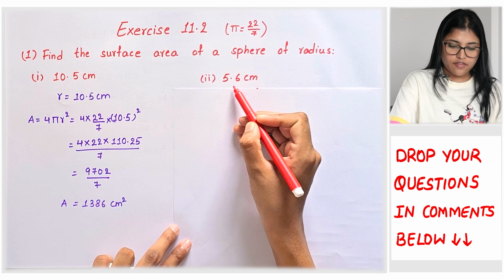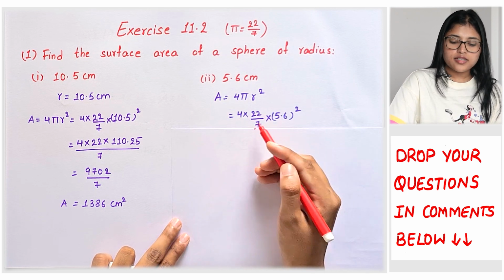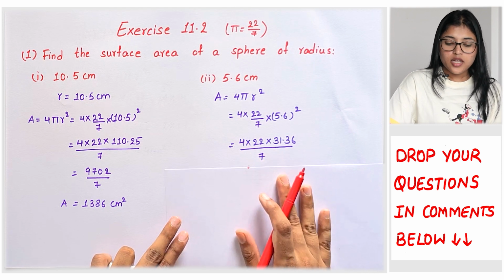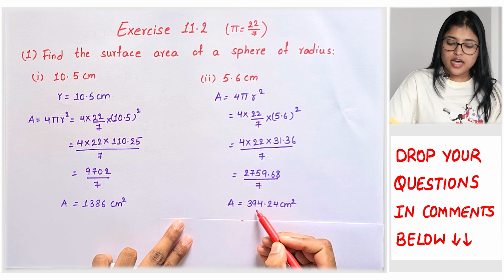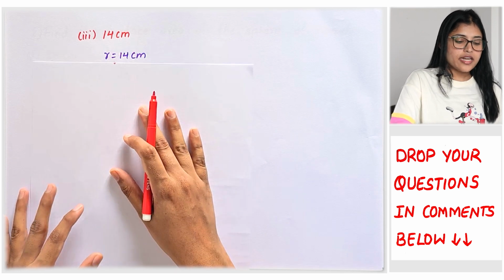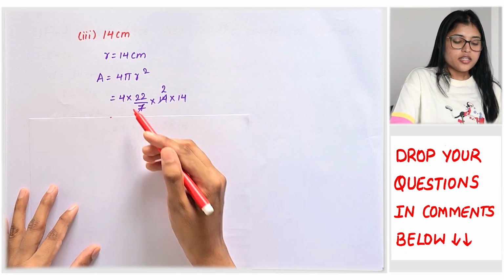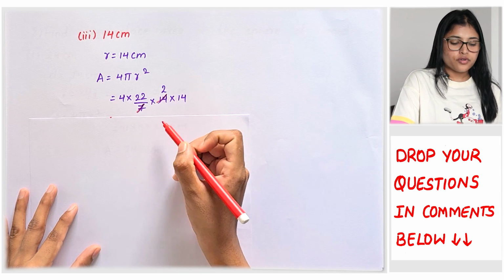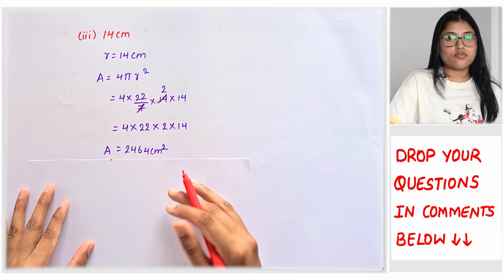The second radius is given as 5.6 centimeters. Now the area is 4 pi r square, and substituting 5.6 in the place of r, I get 4 into 22 into 31.36 by 7, which is nothing but 2759.68 by 7, which gives me the area as 394.24 centimeters square. The third one is 14 centimeters. So the radius is 14 centimeters and the area is 4 pi r square. Substituting r as 14 gives me 4 into 22 by 7 into 14 into 14. So 7 ones are 14, 7 twos are 14. That leaves me with 4 into 22 into 2 into 14, which is nothing but 2464 centimeters square.